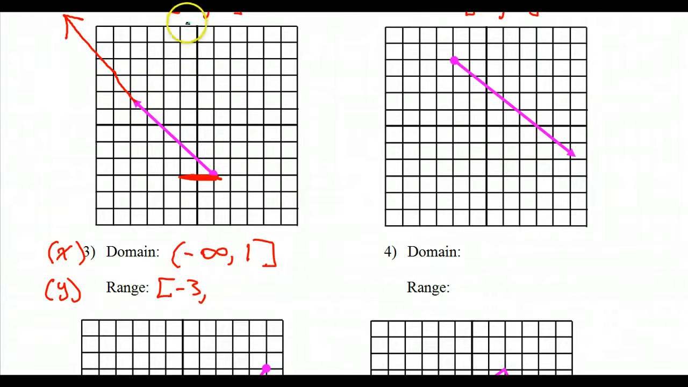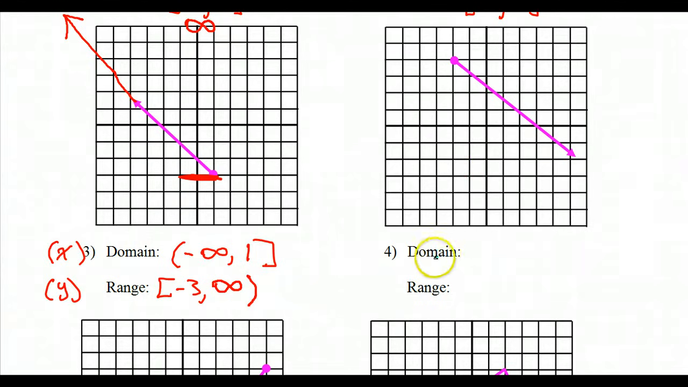So again, I'm going to need an infinity to reflect that it starts here at the bottom, but it goes up forever. So I will say negative 3 to infinity. Infinity always gets the round parentheses.